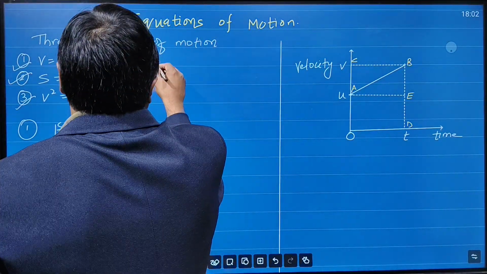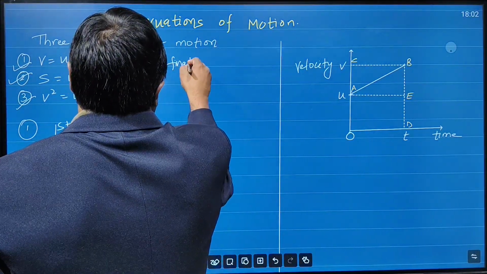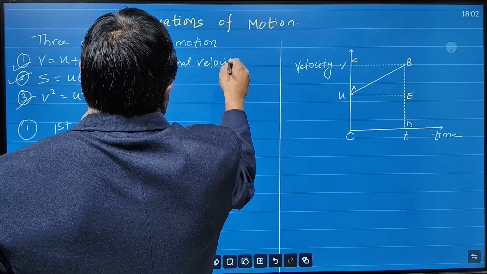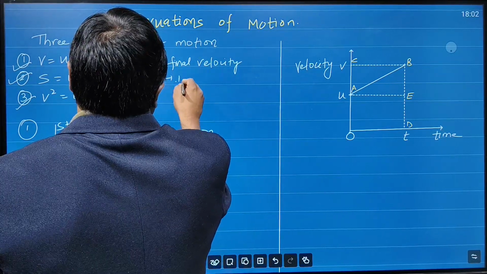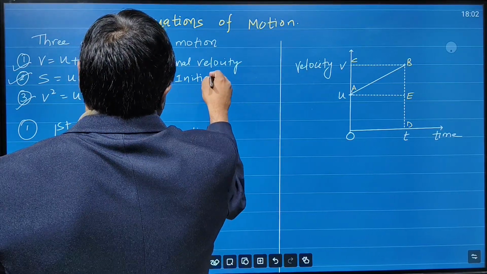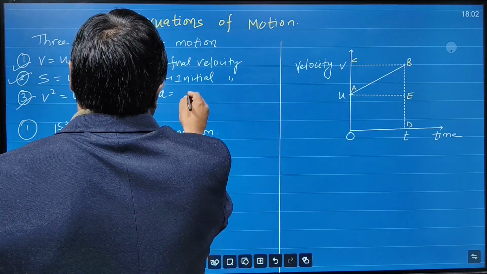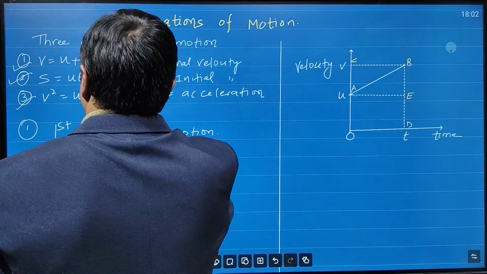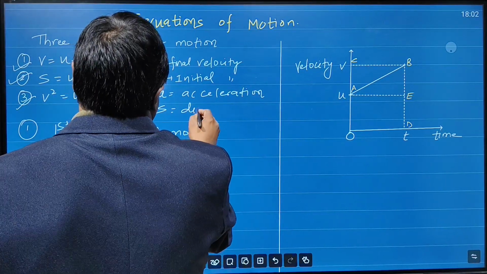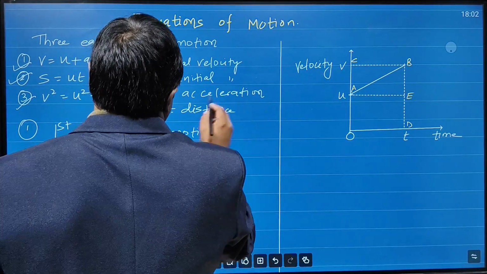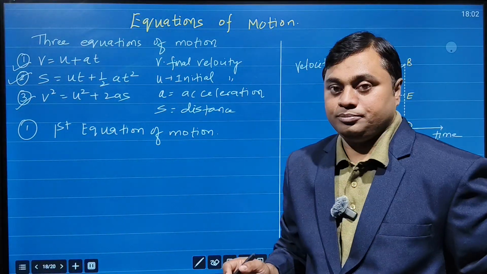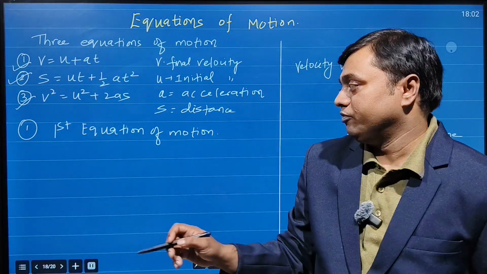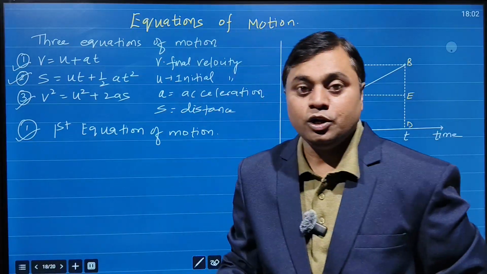v is the final velocity, u is the initial velocity, a is the acceleration, t is the time, and s is the distance traveled. Okay, so we are going to learn the first derivation, the first equation of motion.